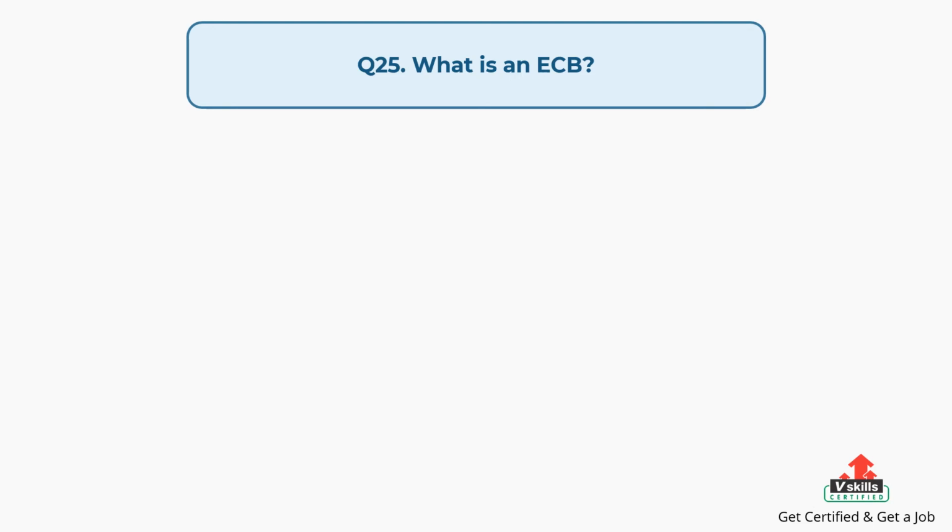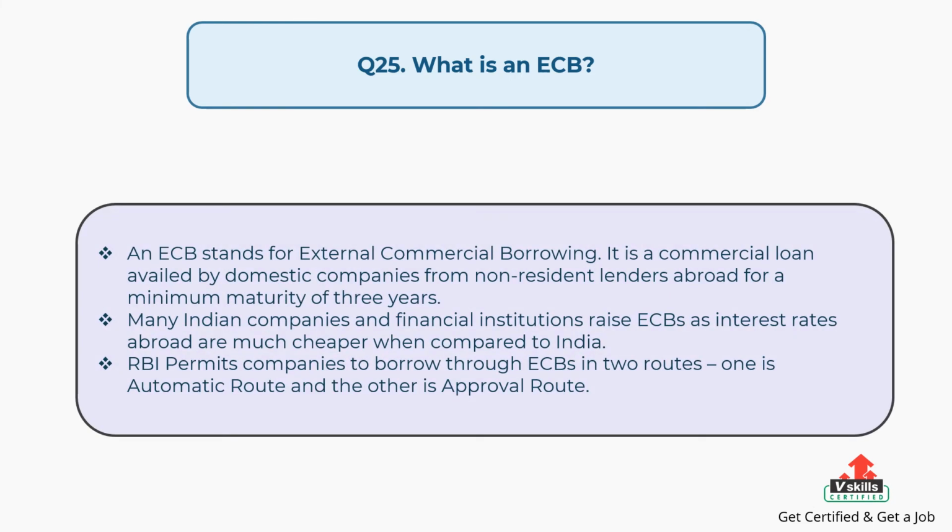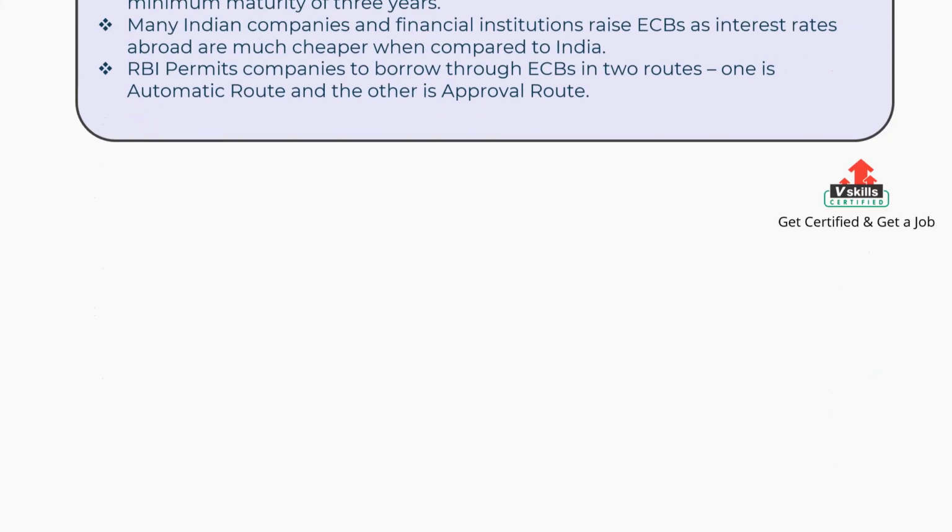Question number 25. What is an ECB? The answer is, an ECB stands for External Commercial Borrowing. It is a commercial loan availed by domestic companies from non-resident lenders abroad for a minimum maturity of 3 years. Many Indian companies and financial institutions raise ECBs as interest rates abroad are much cheaper when compared to India. RBI permits companies to borrow through ECBs in two routes, one is automatic route and the other is approval route.